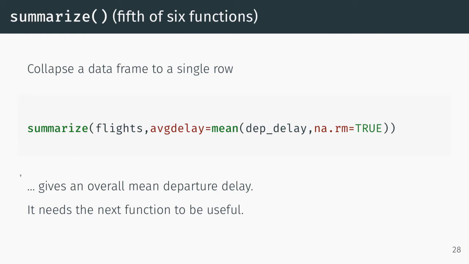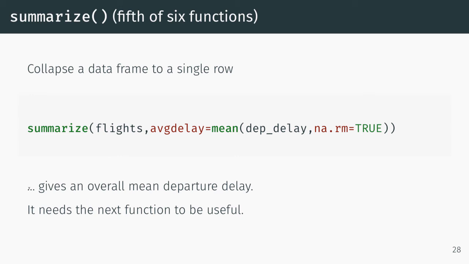Summarize the fifth of 6 functions. This collapses a data frame to a single row, but usually it doesn't. Usually it collapses it to a group of rows. Used by itself, it's going to collapse a data frame to a single row. That's usually not what we want, because we can easily get something like the mean just by saying mean depth delay. We don't have to enclose it in all of this stuff.